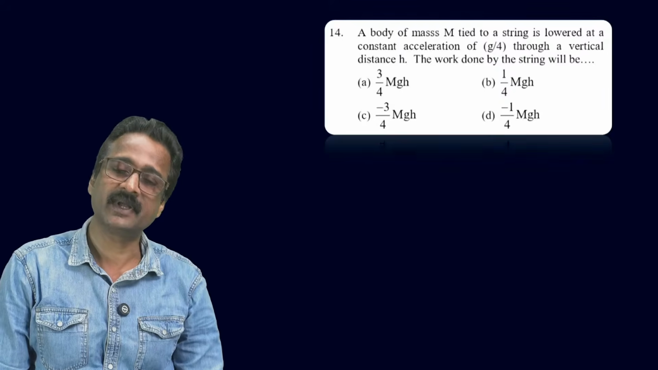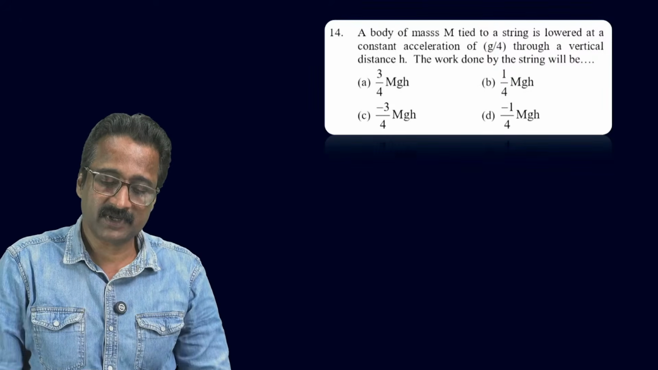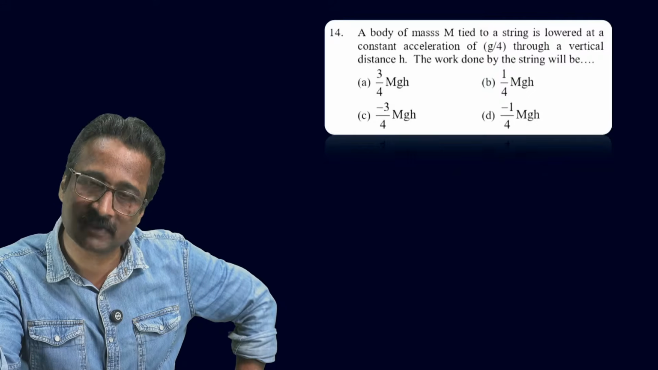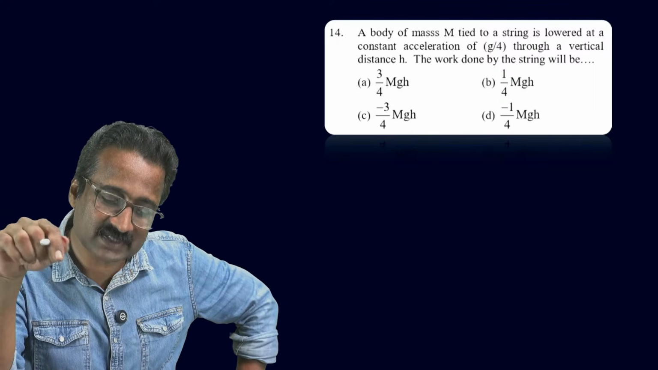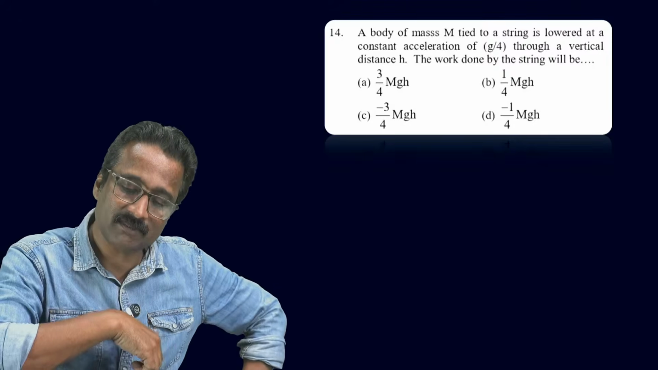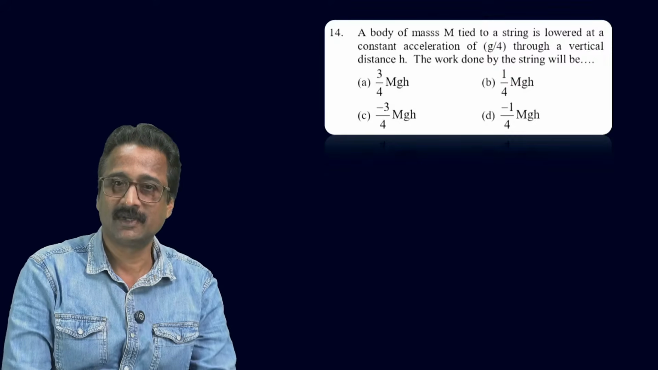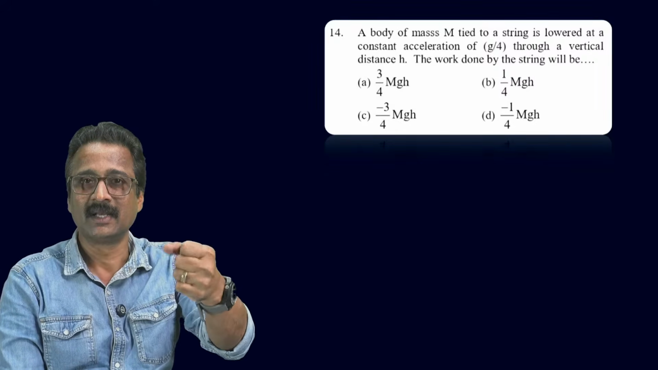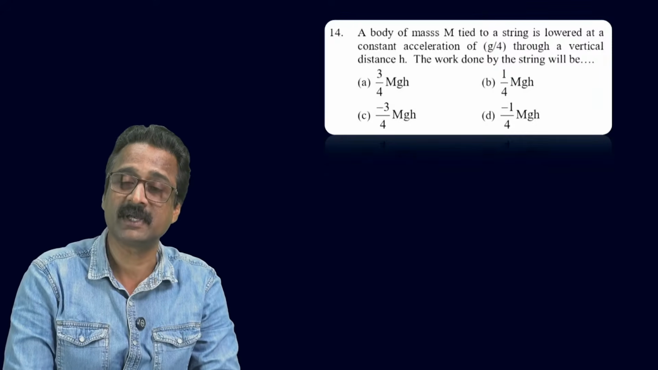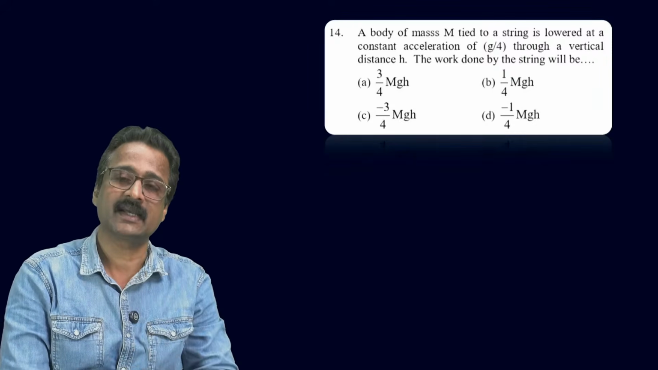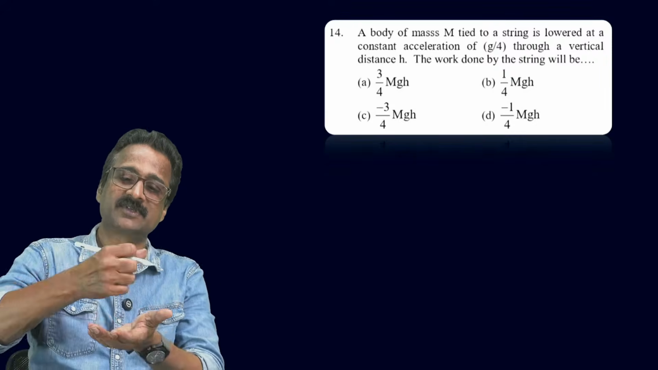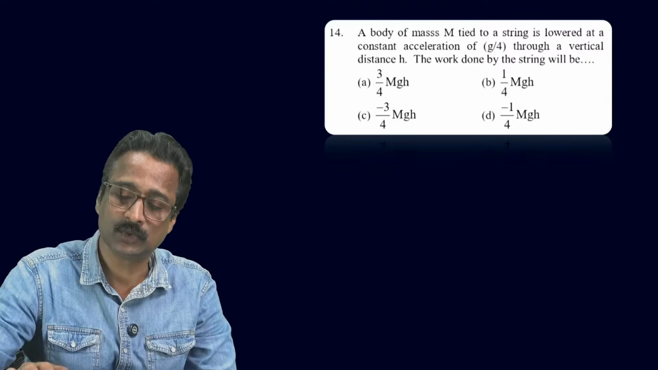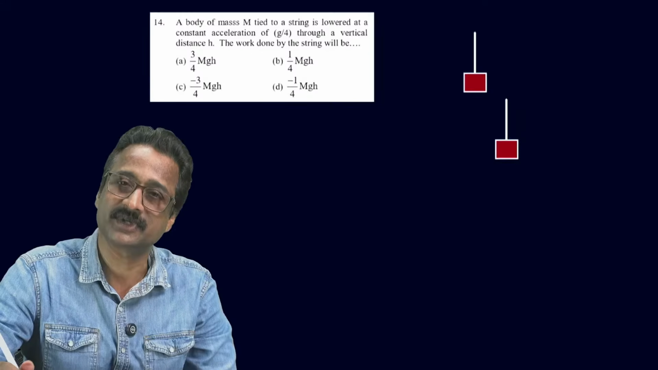Question number 14. A body of mass M tied to a string is lowered at a constant acceleration of g by 4 through a vertical distance h. The work done by the string will be. You have a body attached to a string and you are slowly lowering it in such a way that the body is given an acceleration of g by 4. So even though the string is holding it up, you are allowing the body to go down. They ask you, what is the work done by the string?